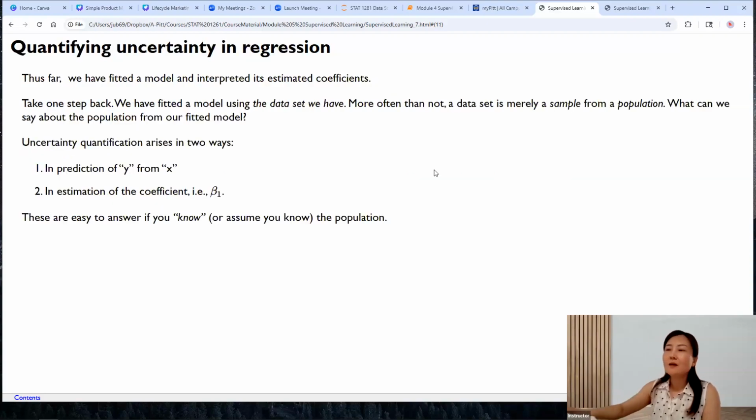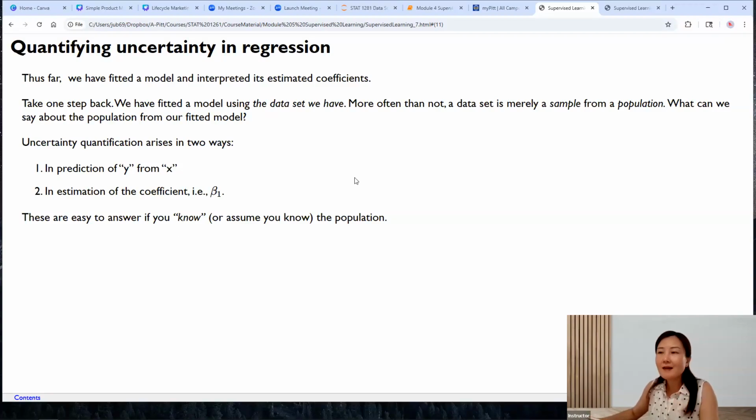So there are two cases in order to quantify the uncertainty of a regression model. The first case is we assume we know the population, or we actually know the population. We have access to the whole population. For example, in the flights data set, we actually have access to the whole population, or we can assume we know the population.